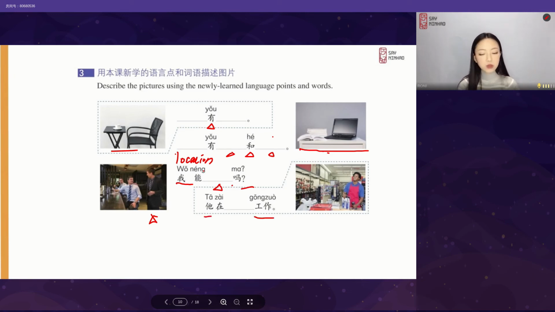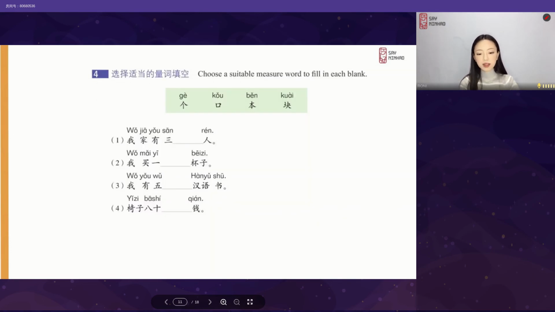他在工作. He is working. So, how to say this? He is working. 他在商店工作. He is working in the shop. So 他在商店工作. Or we can say more specifically 他在商店里工作. He is working inside the shop. Okay, 他在商店里工作.